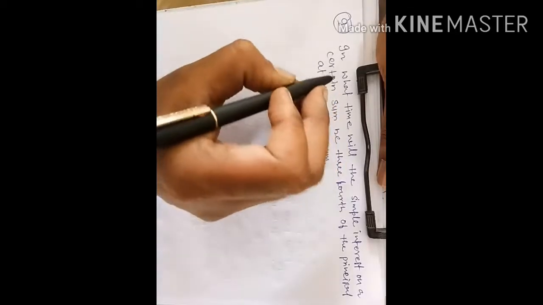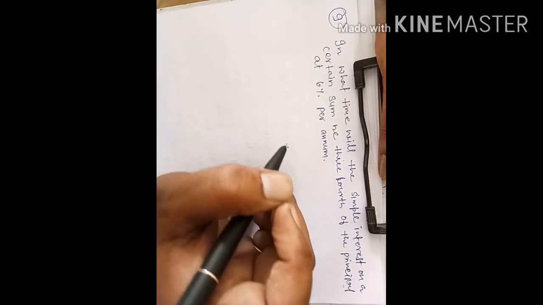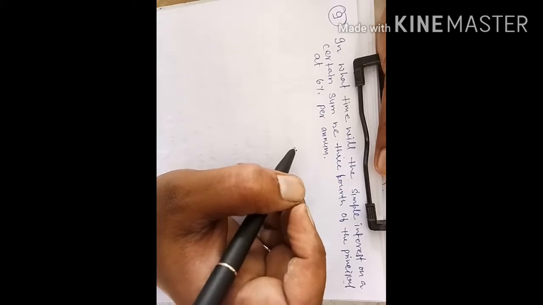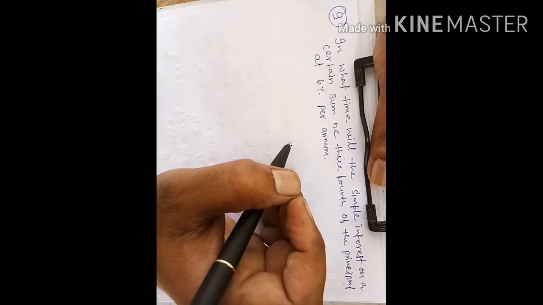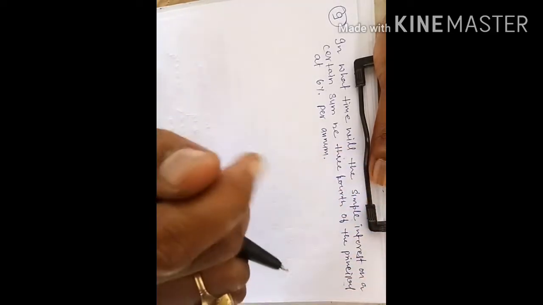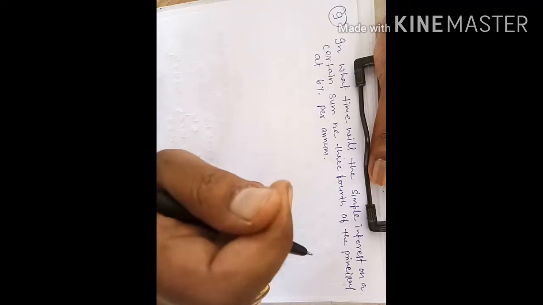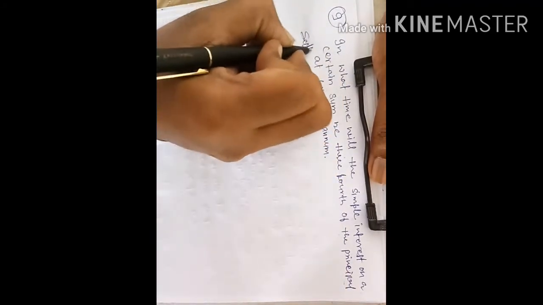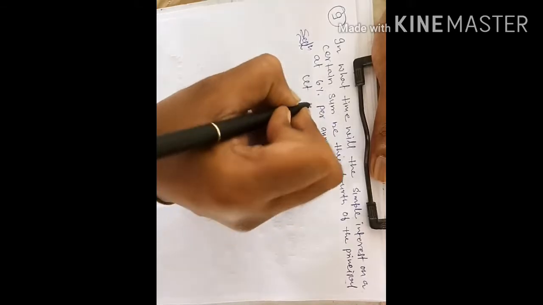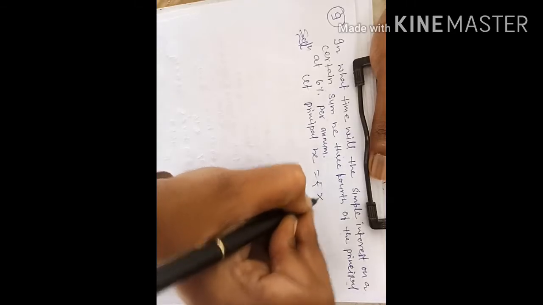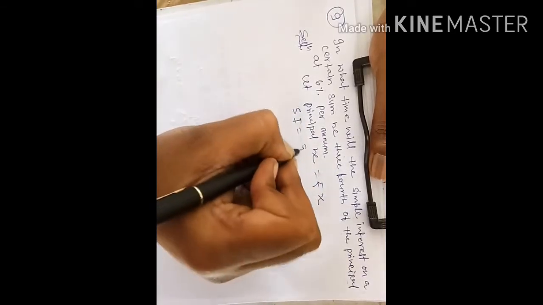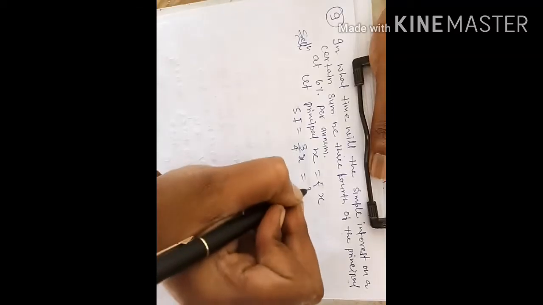In question number 9: in what time will the simple interest on a certain sum be 3/4 of the principal at 6% per annum? Here it is given that the simple interest at the rate of 6% per annum is 3/4 of the principal. Here SI is related with the principal and you have to find the time period. So let the principal be rupees x. So SI is equal to 3/4 x, that is 3x/4.